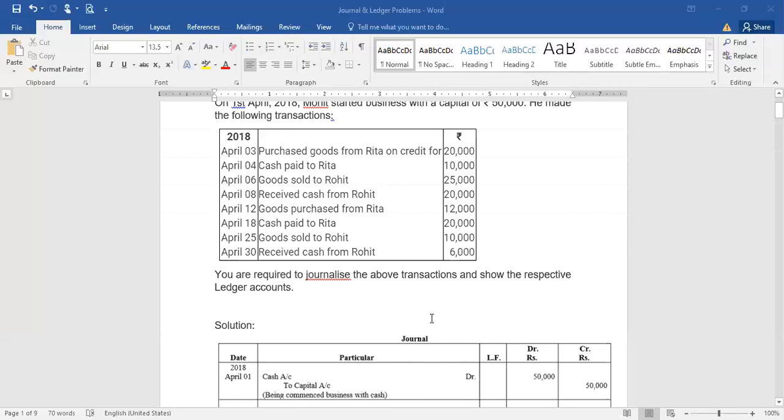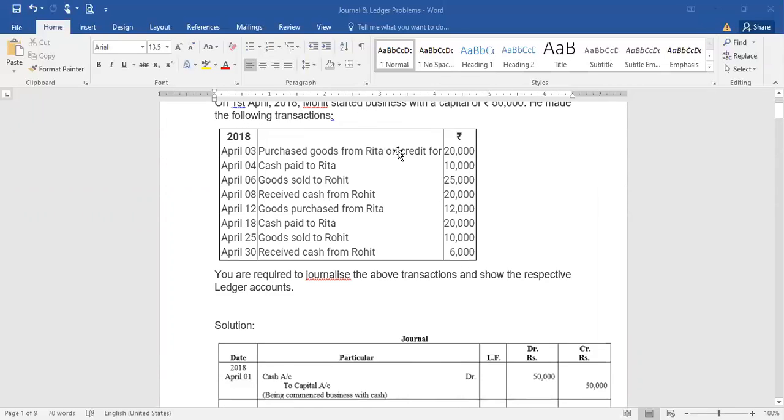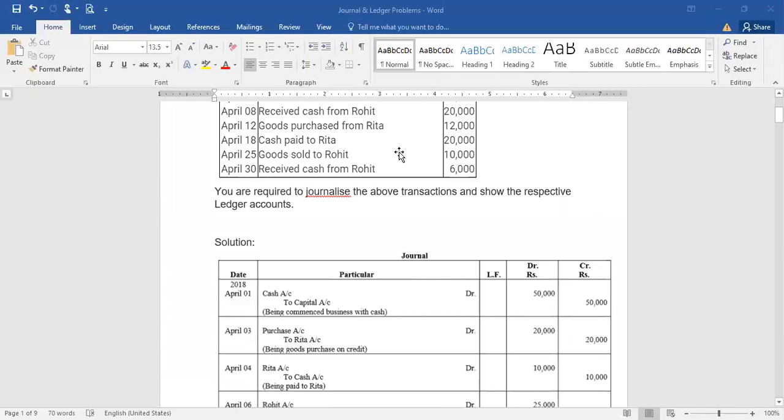Before this, there is one transaction we have left, that is on 1st April 2018, Mohit started business with a capital. The business is receiving capital, so cash is coming into the business. So who is giving? The proprietor. Cash is a real account: debit what comes in, credit what goes out. The proprietor is personal: debit the receiver, credit the giver. So the proprietor is giving the business capital. So real and personal.